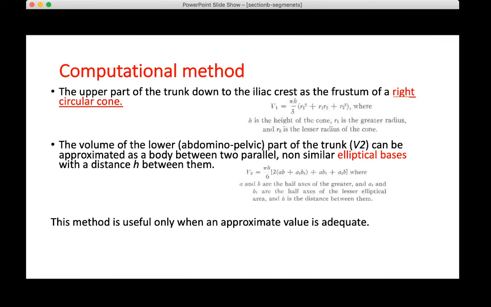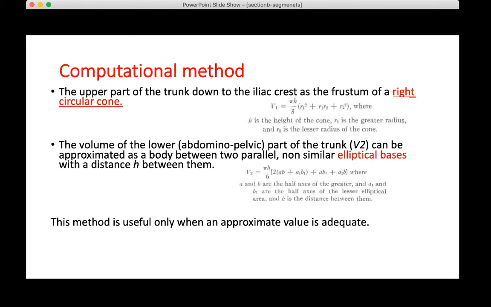Now coming to the last method, that is the computational method for measuring body segment parameters. Now this method, let it come on your screen. Yeah, so this is the computational method. This method utilizes mathematics, basically the geometry part. You must have studied in 12th or in 10th, what is the volume of a cone, what is the volume of elliptical bases. So those formulas are being utilized to calculate body segment parameters.